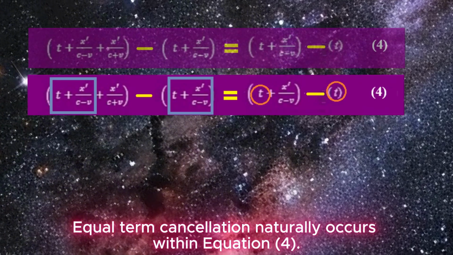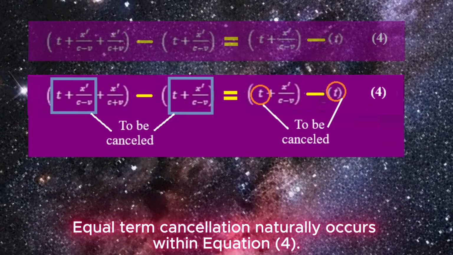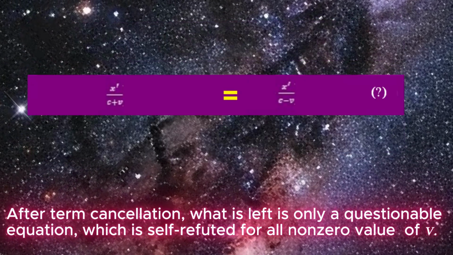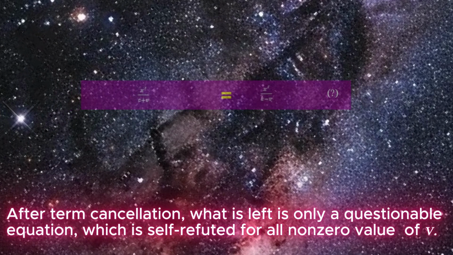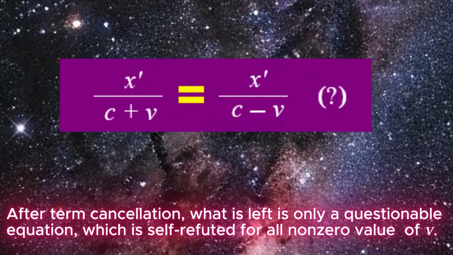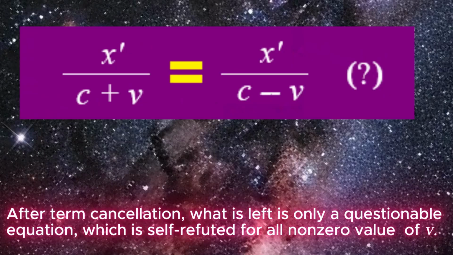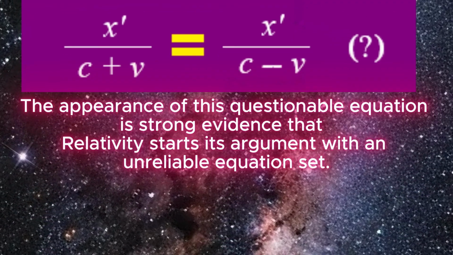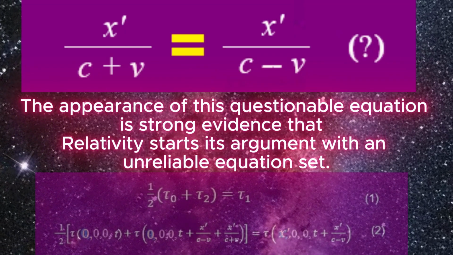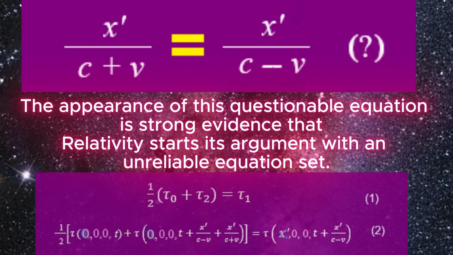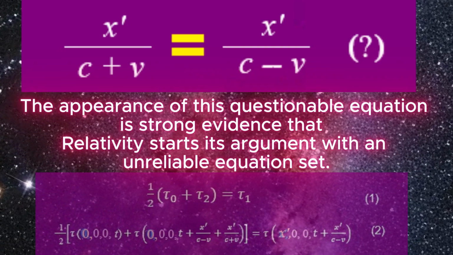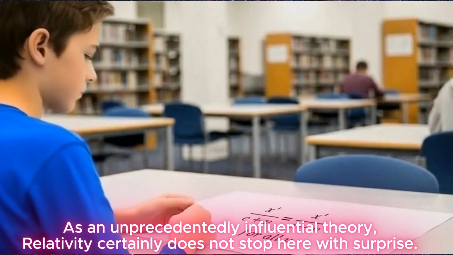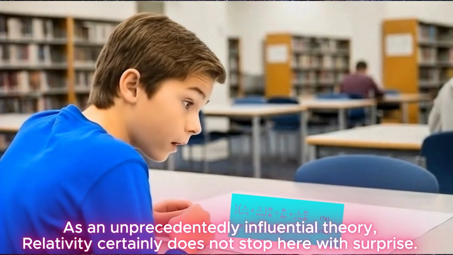Equal term cancellation naturally occurs within equation 4. After term cancellation, what is left is only a questionable equation, which is self-refuted for all non-zero values of v. The appearance of this questionable equation is strong evidence that relativity starts its argument with an unreliable equation set. As an unprecedentedly influential theory, relativity certainly does not stop here with surprise.